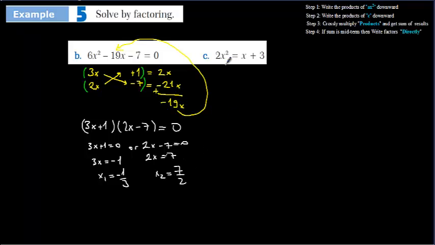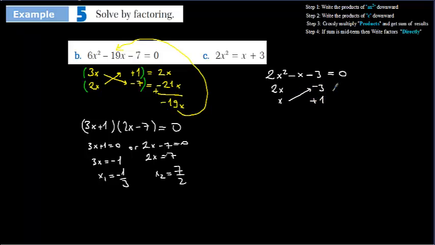Okay, the last one is 2x squared is equal to x plus 3. Firstly we need to arrange them. We need to collect the terms to one side, which is 2x squared minus x minus 3 is equal to 0. Of course I can separate 2x squared like 2x and x, and I can separate minus 3 like minus 3 and plus 1.